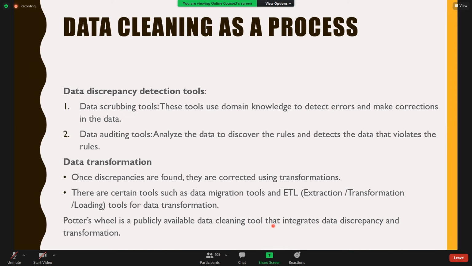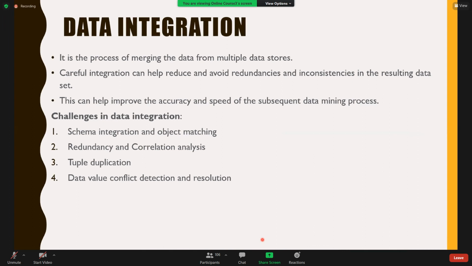So for data transformation and for discrepancy detection, we have certain tools. Discrepancy detection tools are of two types, which are data scrubbing tools and data auditing tools. Okay. And next, data transformation is performed once the discrepancies are detected. Okay, we have predefined tools for data transformation also. And one more tool which performs both discrepancy detection and transformation is the Potter's wheel. So this is the publicly available data cleaning tool which integrates both these. Okay. Yeah. So this is our today's topic.